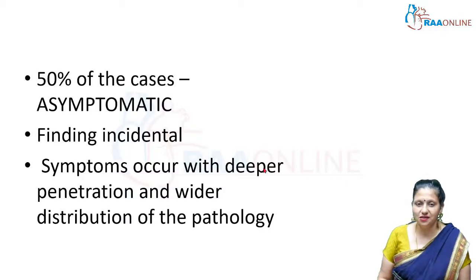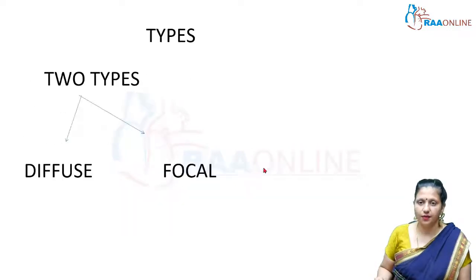So 50% of cases of adenomyosis may be asymptomatic. When we did an ultrasound, we found that her myometrium is showing some increased echogenicity, and no differentiation is found between the endometrium and myometrium, and there is no proper interface. But if there is deeper infiltration and wider distribution, then the patient does become symptomatic.